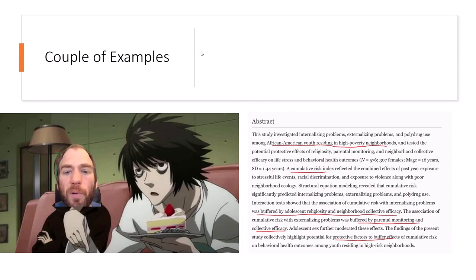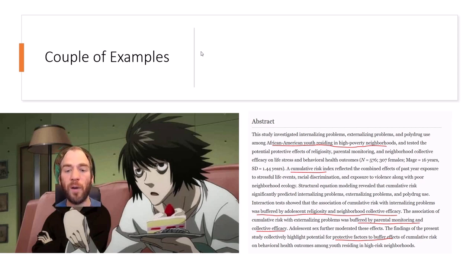And I want to wrap it up with a couple examples, and I'll just look at the one on the right here. This is actually a study from one of my very good friends at UF. She looked at Black teenagers in high poverty neighborhoods in Alabama, and she created a cumulative risk factor that combined effects of the past year's exposure, so basically the amount of exposure to racial discrimination, stressful life events, and exposure to violence. And she found that cumulative risk was associated with negative developmental outcomes. But interestingly, she found that the cumulative risk with internalizing problems was buffered by adolescents' religiosity and neighborhood collective efficacy. The association between cumulative risk and externalizing problems was buffered by parental monitoring and collective efficacy, protective factors that buffer effects.